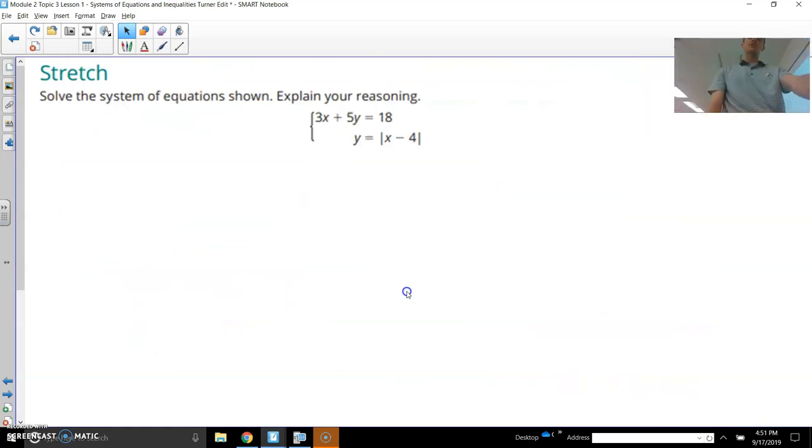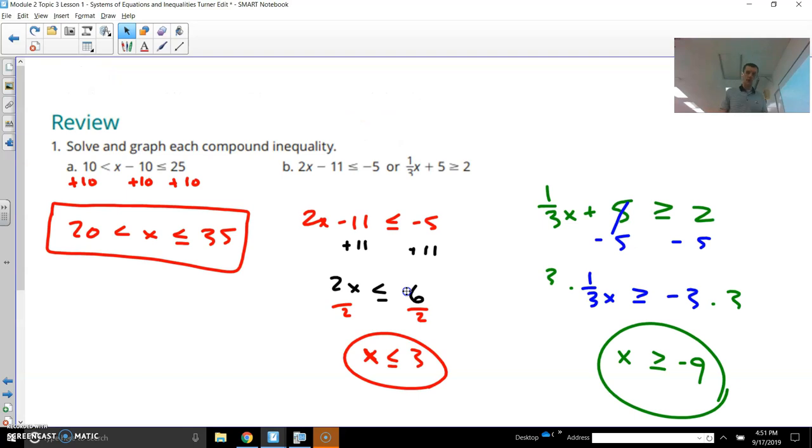I'm going to come back to the stretch, if you will, so just keep on going with me. The review here, we're trying to solve a few compound inequalities. So in the very first one, I'm trying to get x by itself in the middle. So I start by adding 10 to all sides. And once you add 10 to both sides, we now see the range of x values that makes this true, anywhere between 20 to 35.